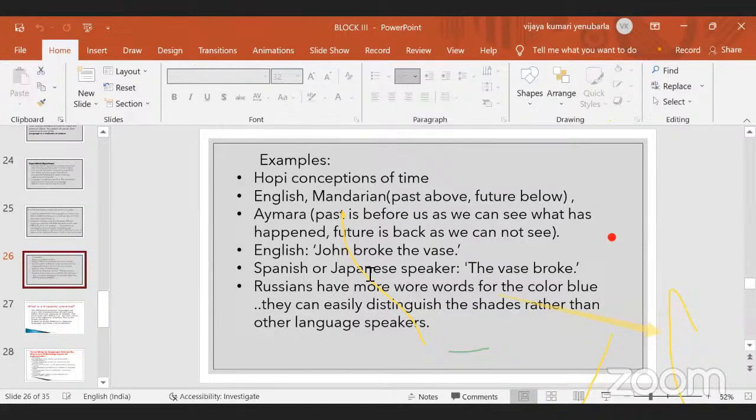And a Spanish or Japanese speaker would say the vase broke. The vase broke. There is no information about the person who has broken the vase. The vase broke. So nobody did it. So they'll be thinking of substitution. So what comes next? What do we have to do? Either the money is paid or the penalty can be paid, or whatever it is. They may have their own options.